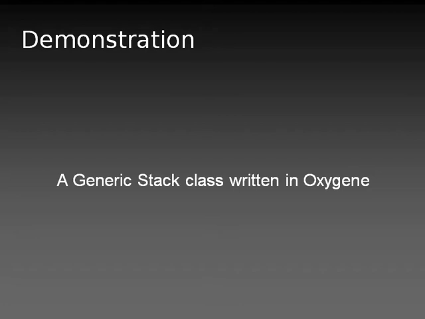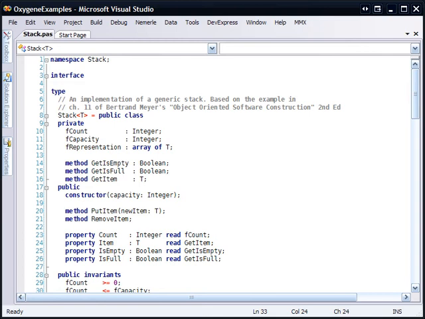Now we'll go straight to the code, and we'll be looking at a stack class that's been written in Oxygene that makes full use of the class contract features of Oxygene. In Visual Studio, before I go on to talk to you about class contracts in Oxygene, I'd like to explain a little bit about Oxygene's source format and general syntax.